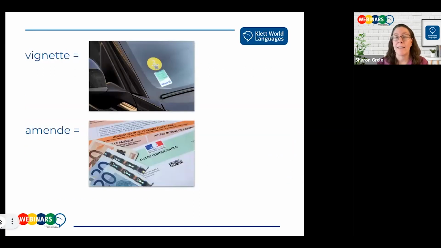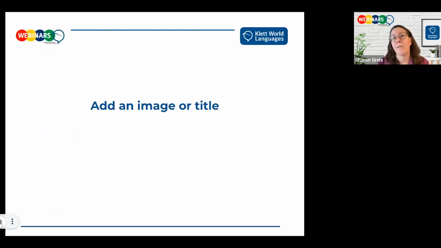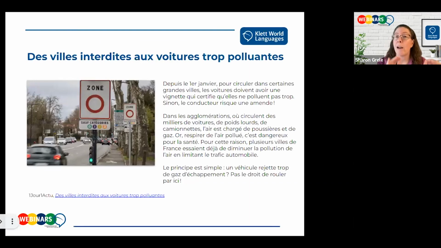Things like une vignette. And that would lead to a whole conversation about what stickers do we put on our cars? What inspections do we have to have? Those kinds of things. What's an amende? Have you ever gotten one? How much did it cost? So you can scaffold with those kinds of things for this text as well that make it much more accessible. And all we've done is taken that great big article and chunked it down to a smaller, more bite-sized, manageable piece for our students.